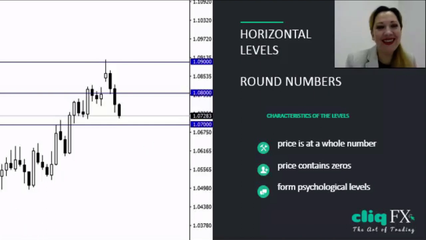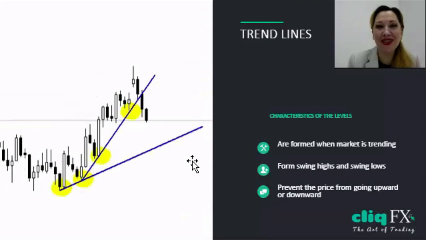Next, it's support or resistance trend lines. They're also formed with the help of strong prices, of course. The only difference is the market is trending. It's going upwards or downwards. And we call these highs and lows swing high and swing low. They're also strong prices. They also prevent the price from moving upward or downward, but in a trending position.